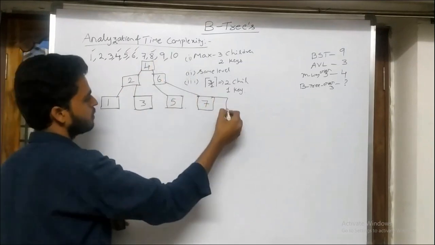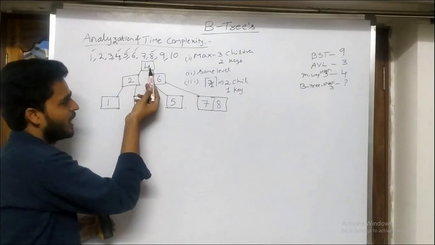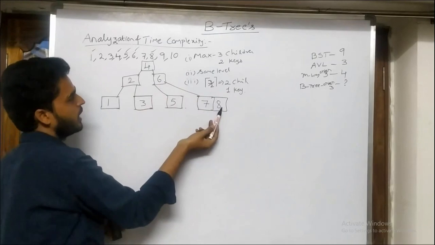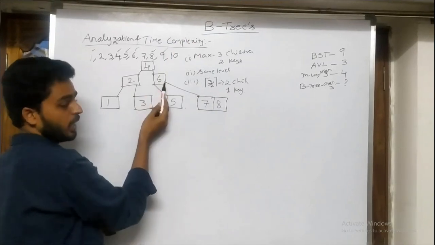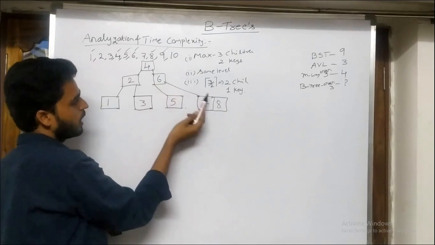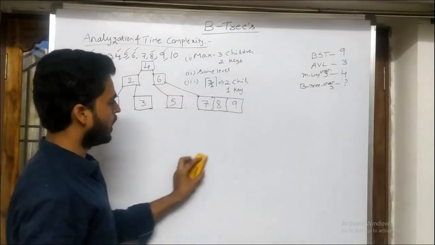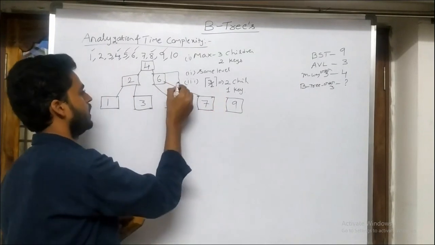Next 8. There is no violation. I am directly saying 8 is greater than 4, so I can check for the leaf node. It is not a leaf node, so I will go for the right side. So 8 here. Next I will go for 9. 9 is greater than 4, so I will go here. It is not a leaf node, so I will go for the right side. If I insert 9 here, it is violating. So I will take the 8. So here I can insert.